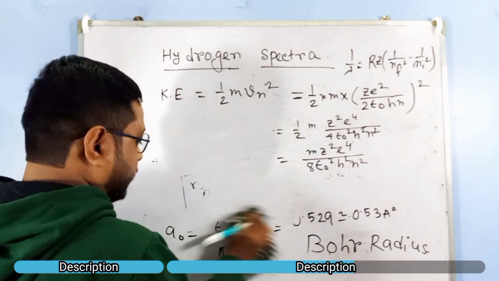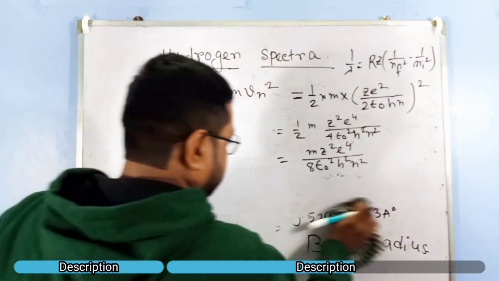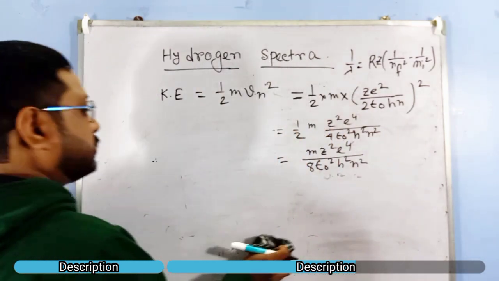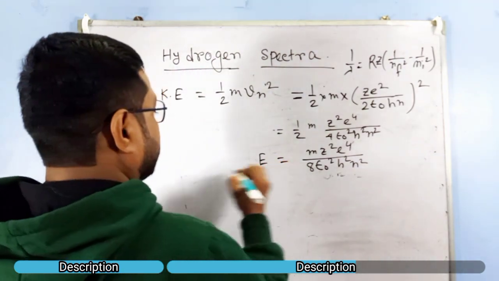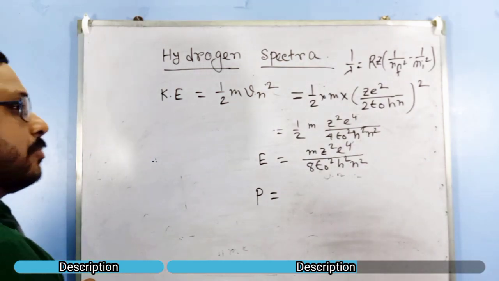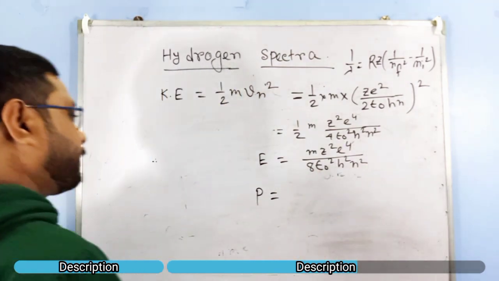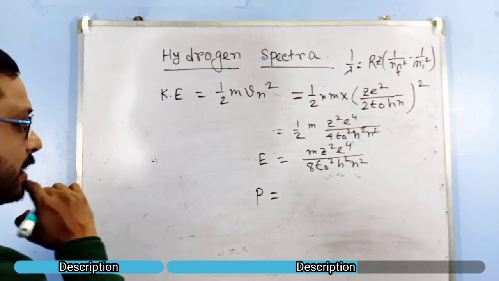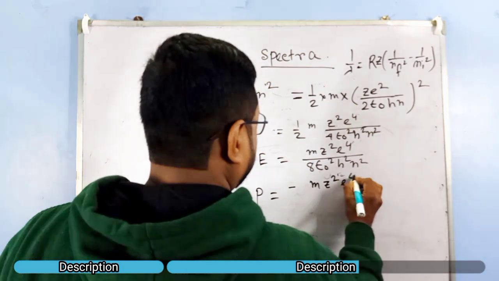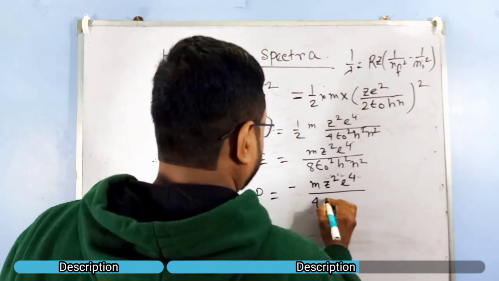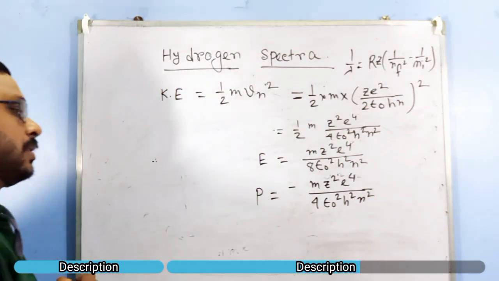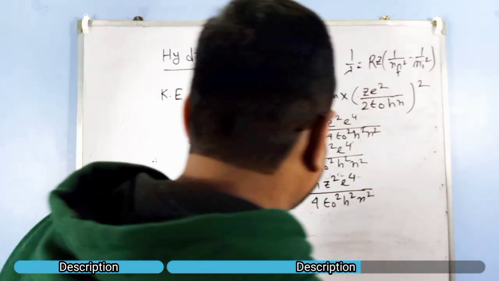Just put the value of Vn as we derived earlier. Now what is the potential energy? Potential energy is minus 1 by 4 pi epsilon 0 Z e square by r, that is minus m Z square e to the power 4 divided by 4 epsilon square h square n square. This is the value of potential energy.